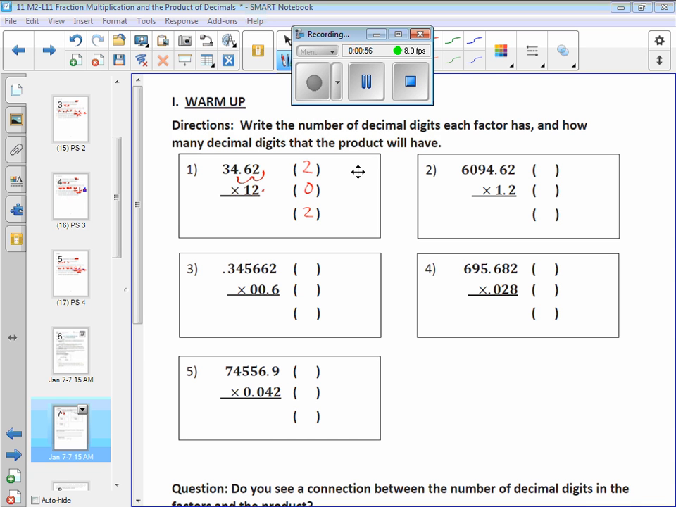Let's do one more together. How many decimal leaps in 6,094 and 62 hundredths? Franco? No. We're here. It looked like you were looking at the wrong one. 2 is correct. What about 1 and 2/10? Franco, still you. And how many total, Franco? 3. Good. Okay, so why don't you guys do 3, 4, and 5, and I'll call you up to the board.